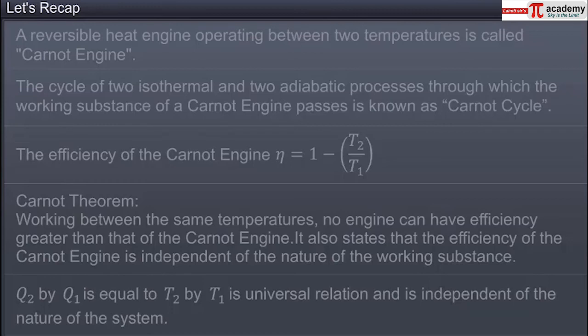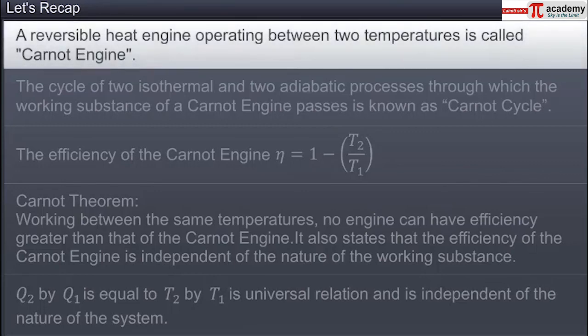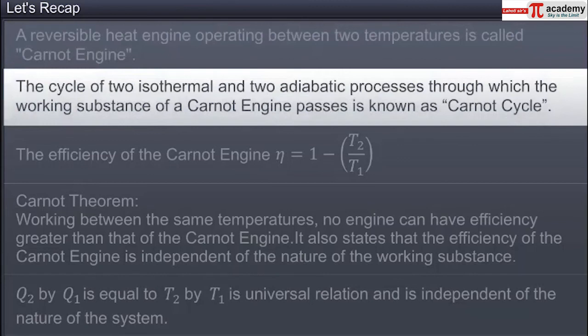You have now reached the end of this module. In this module, you learned that a reversible heat engine operating between two temperatures is called the Carnot engine. The cycle of two isothermal and two adiabatic processes through which the working substance of a Carnot engine passes is known as the Carnot cycle.